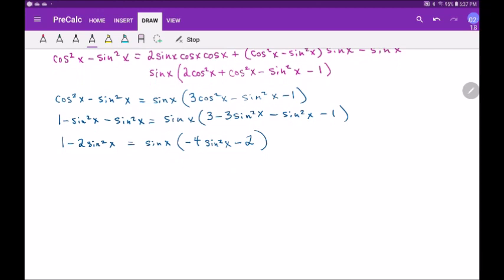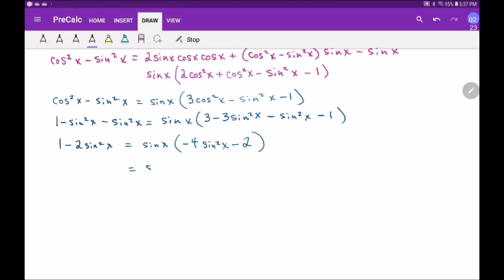Alright, so let's move everything over to one side and multiply out. Who knows? We might get lucky. We'll say sine x. I'm going to multiply that out. I'm going to say negative 4 sine to the third x minus 2 sine x. And then I'm going to bring these other guys over. I'm going to say negative 1 and plus 2 sine squared x. I get everything on the same side, so now it can equal 0.